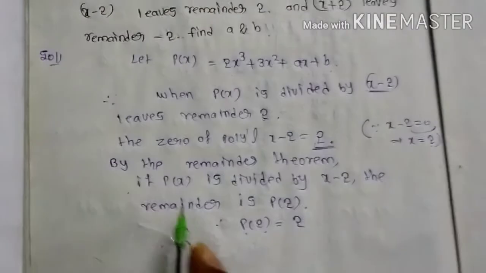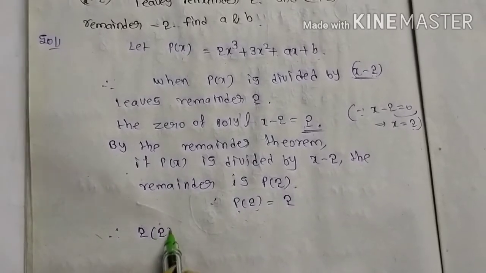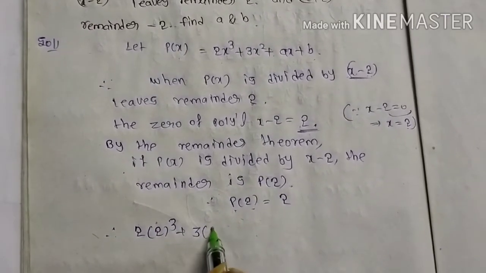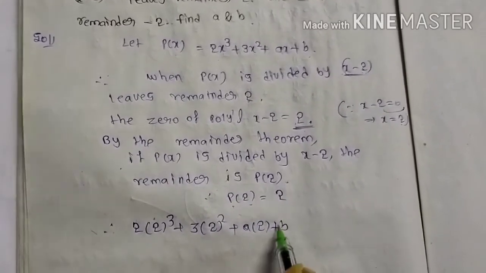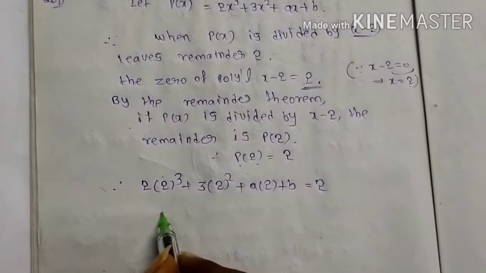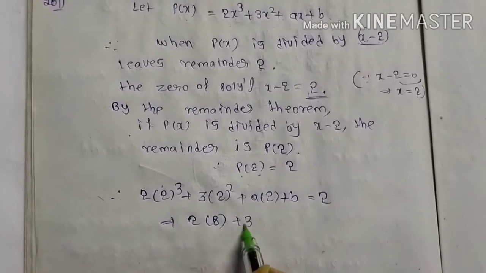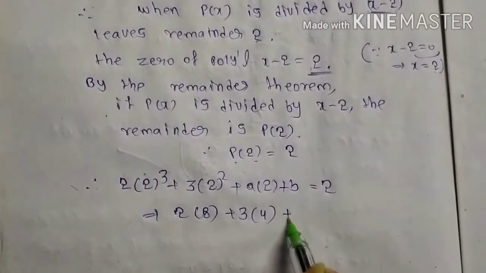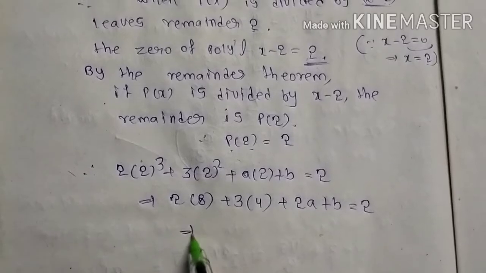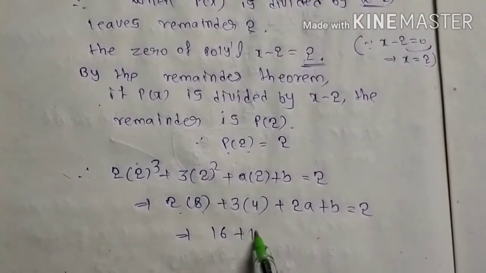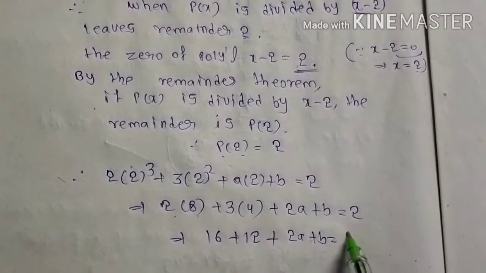You can substitute here. Wherever p of x is available, just you can write here, therefore 2 into x cube means 2 cube, plus 3 into x square, that means 2 square, plus a into x, that means a into 2, plus b is equal, remainder is 2 only. That means you can write here 2 into 2 cube is how much? 8 only, plus 3 into 2 square is how much? 4 only. So here 2a plus b is equal to, that means once you can see here 2 8s are 16, plus 3 4s are 12, plus 2a plus b is equal to 2 only.